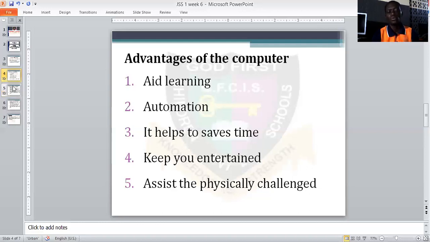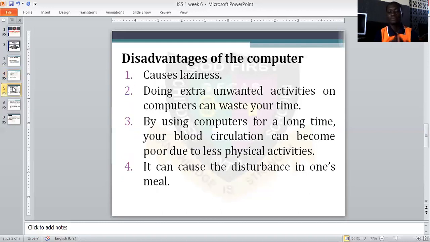Then also we are looking at the disadvantages of the computer. Like we all know, there are two sides to a coin. For everything, there is a word and its opposite. So when we talk about the disadvantages, we are talking about the bad aspects, those aspects that are not good. And one of them is it causes laziness.